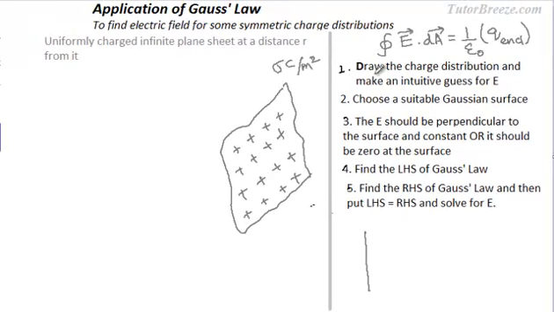Now you can see that the first step is to draw the charge distribution, which we've already done, and we have to make an intuitive guess for the electric field. Don't you think that the electric field will be outwards, perpendicular to the sheet? It will be present on both sides of the sheet. Over here we've taken a positive charge on the sheet, so the field is outwards. Had this been a negative charge, the field would have been inwards.